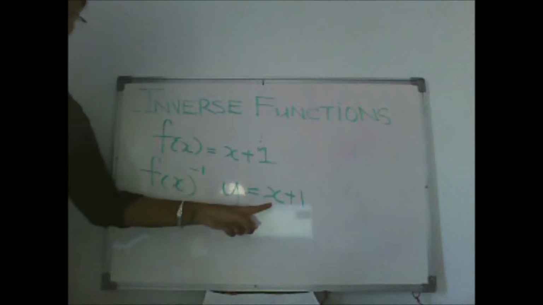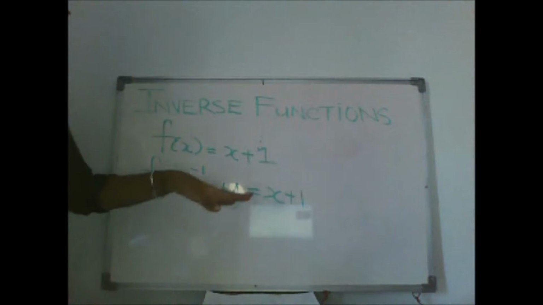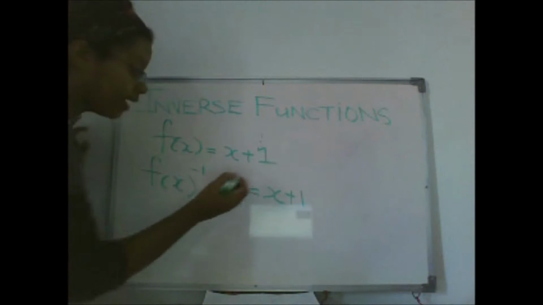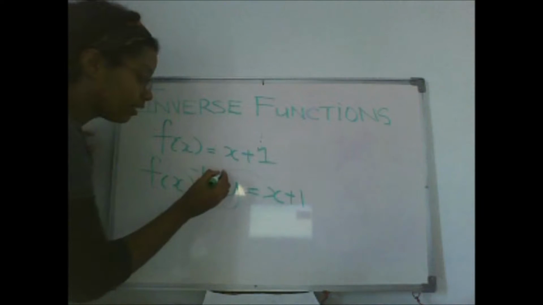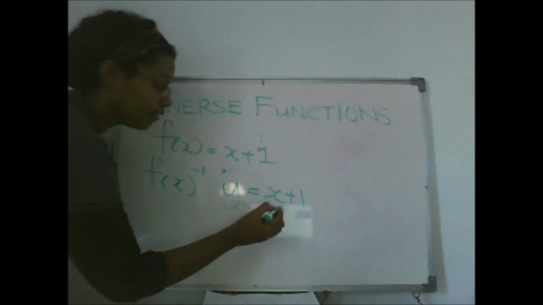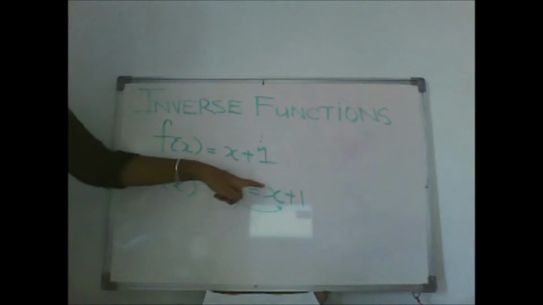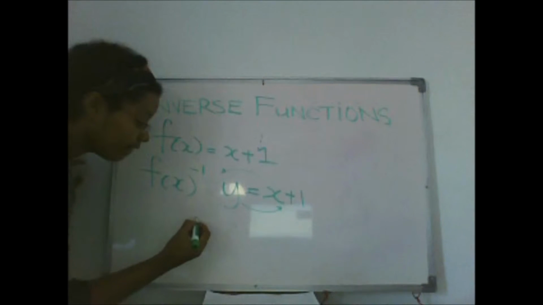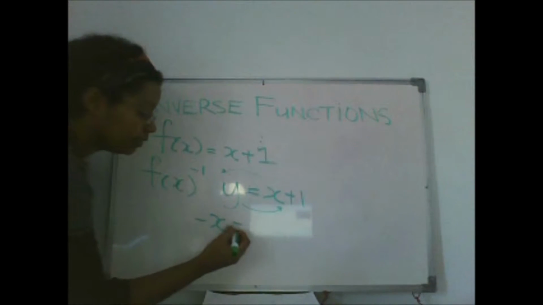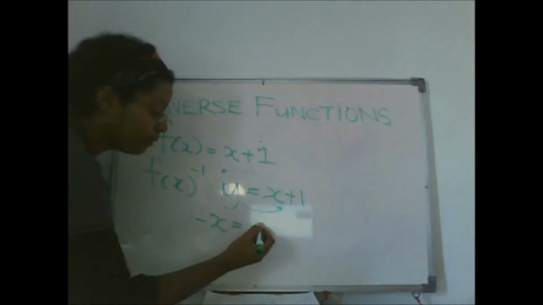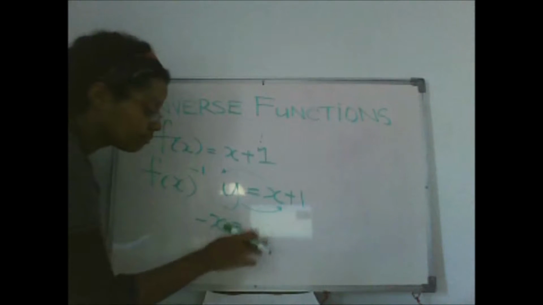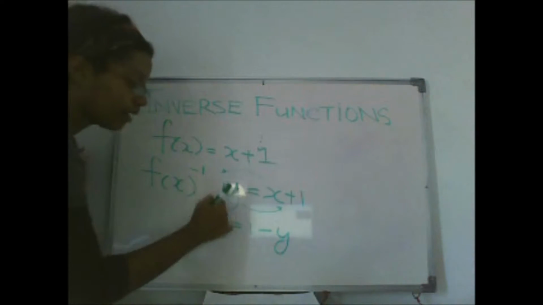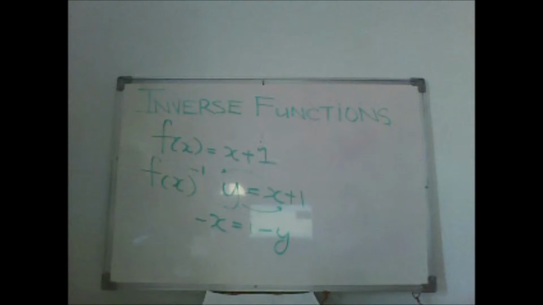Then we solve for x. So we want the x away from the y. So we solve for x by bringing this over here and bringing the y over here. And we know that when this crosses the equal sign, it becomes negative. So we have negative x is equal to 1 minus y, because y coming across the equal sign gives us negative.